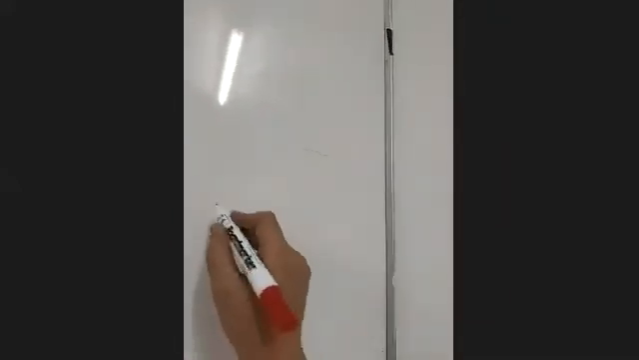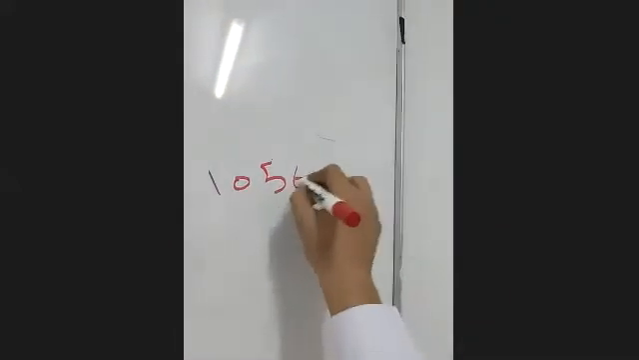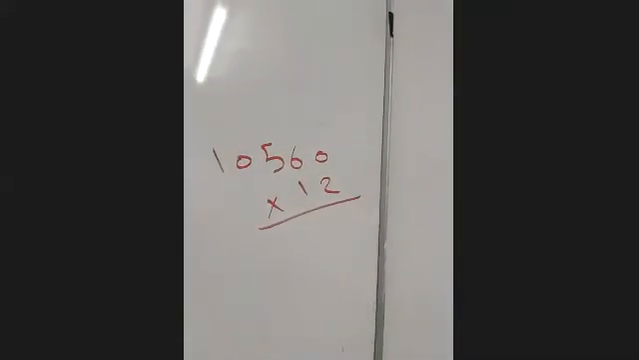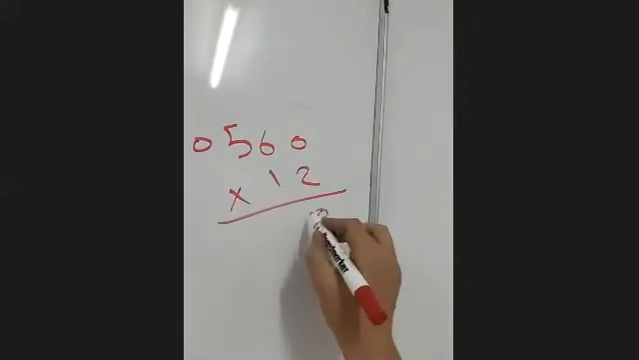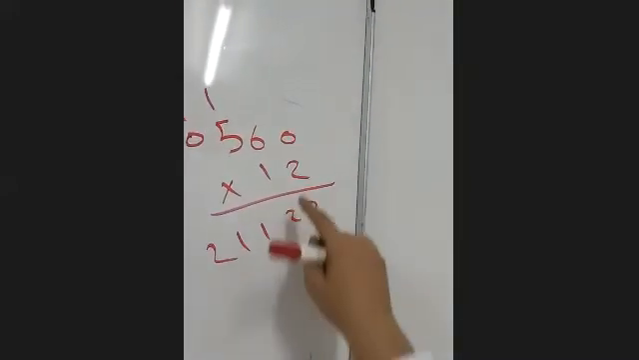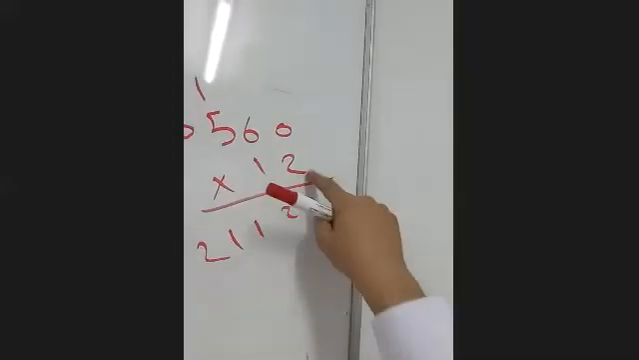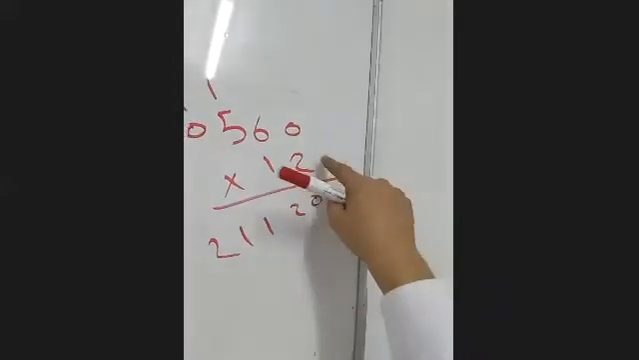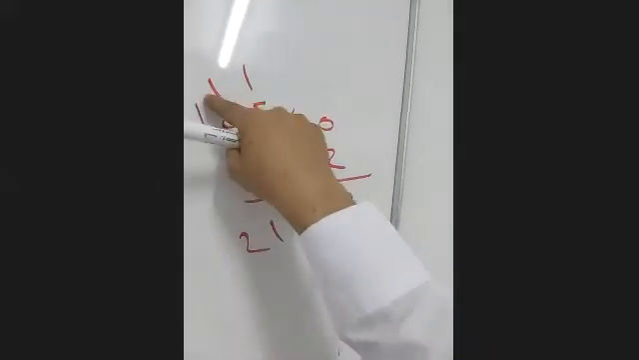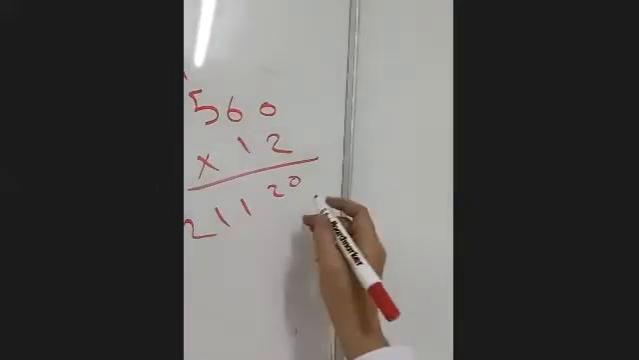So let's multiply here, guys. I have 10560 multiplied by 12. Two digits, you took that in grade 5 and 4. So let's multiply. 2 by 0, 0. 2 by 6, 12. 2, 1 down. 2 by 5, 10. With 1, 11. 2 by 0, 0. With 1, 1. 2 by 1, 2. Now we put 0 here.